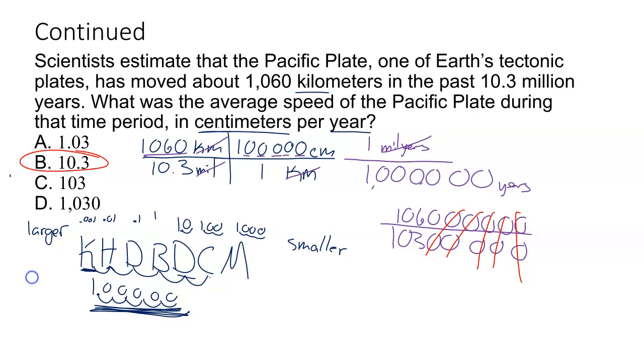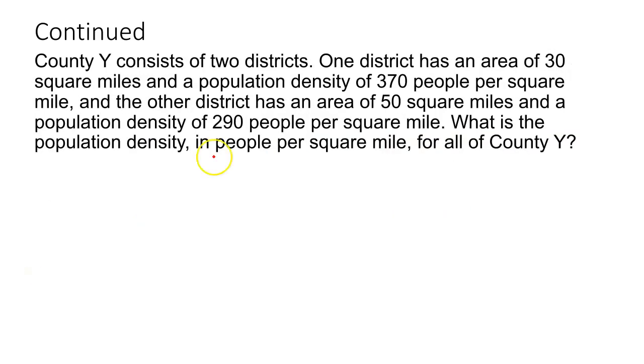One more conversion. County Y consists of 2 districts. One district has an area of 30 square miles with a population density of 370 people. There's your ratio, people per square mile. The other district has an area of 50 square miles and a population density of 290 people per square mile. What is the population density in people per square mile for all of county-wide?